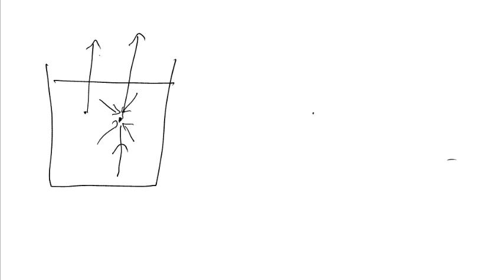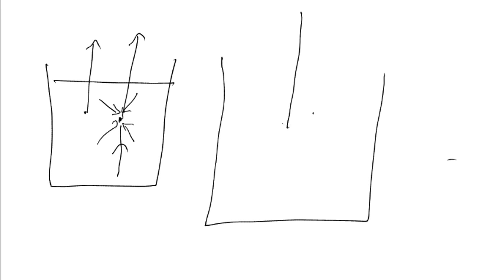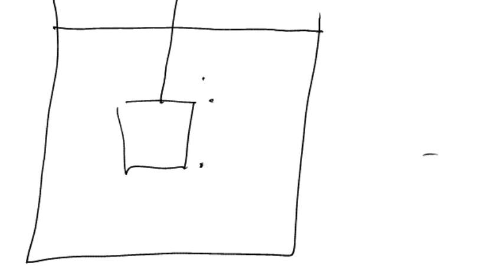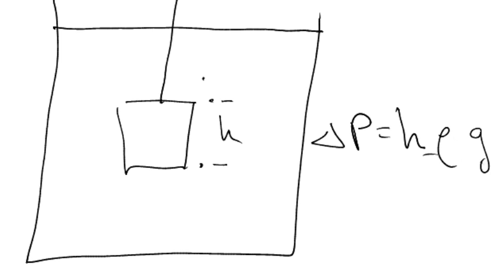Now, because the pressure in all directions at a point is the same, it doesn't mean to say the pressure at all points in the liquid is the same. I'm going to draw another beaker here, and I'm going to lower in a cube. It doesn't have to be a cube, it's my diagram, and it's a pretty ropey looking cube anyway. The pressure here and the pressure there are not the same. The pressure here is greater than the pressure there, and the difference in pressure is given by this equation, where h is that distance, multiplied by the density of the liquid, multiplied by g.